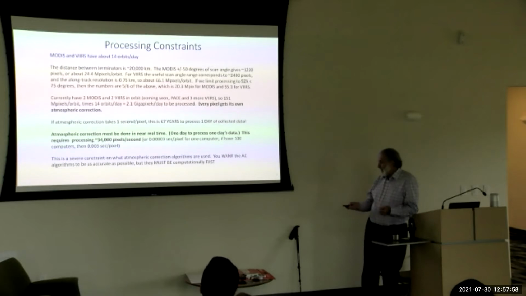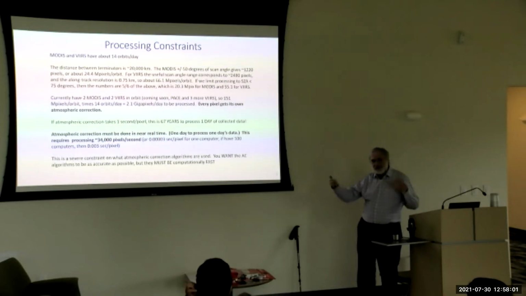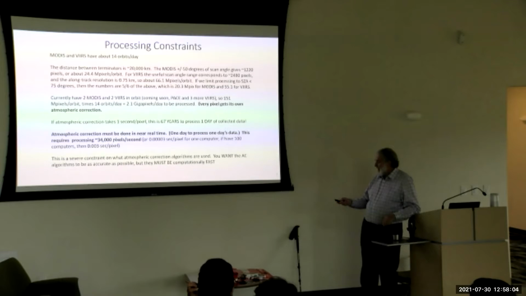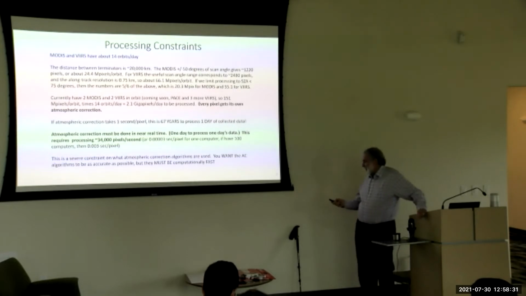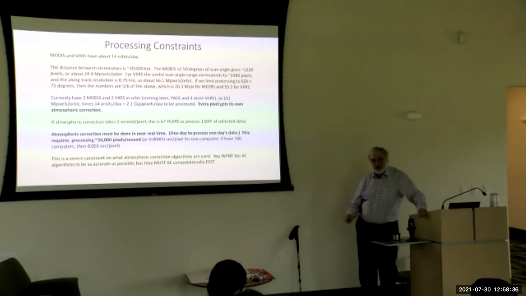So the bottom line is, just to break even, just to keep up with the day's collection, NASA has to process, for every day, about 34,000 pixels per second doing the atmospheric correction. 24 hours a day, 365 days a year. So every second of your time that I'm wasting here, Jeremy is back at Goddard doing atmospheric correction on 34,000 pixels. So you want this process to be as accurate as possible, but it absolutely has to be extremely fast.